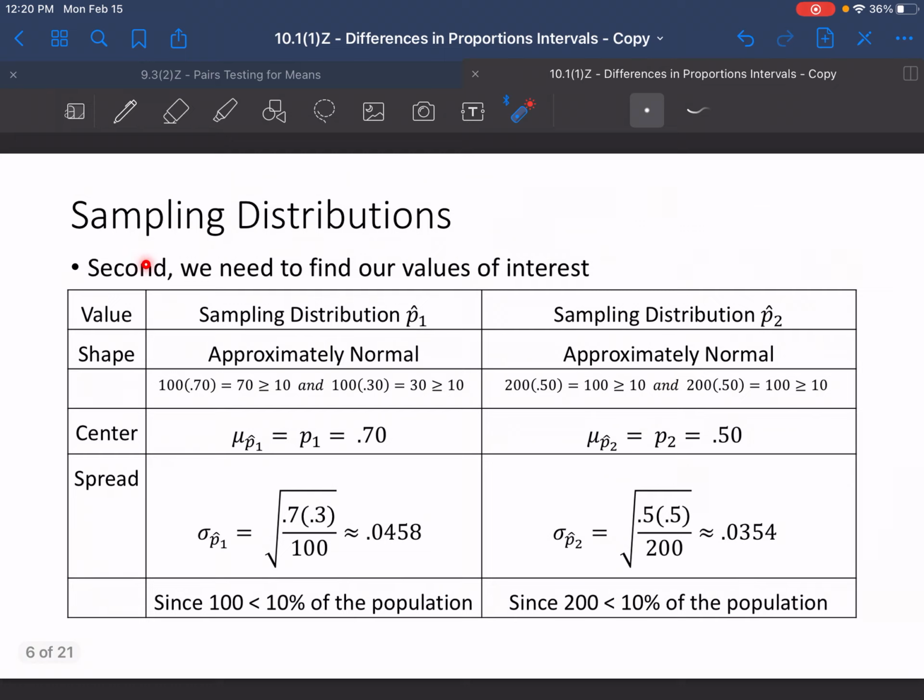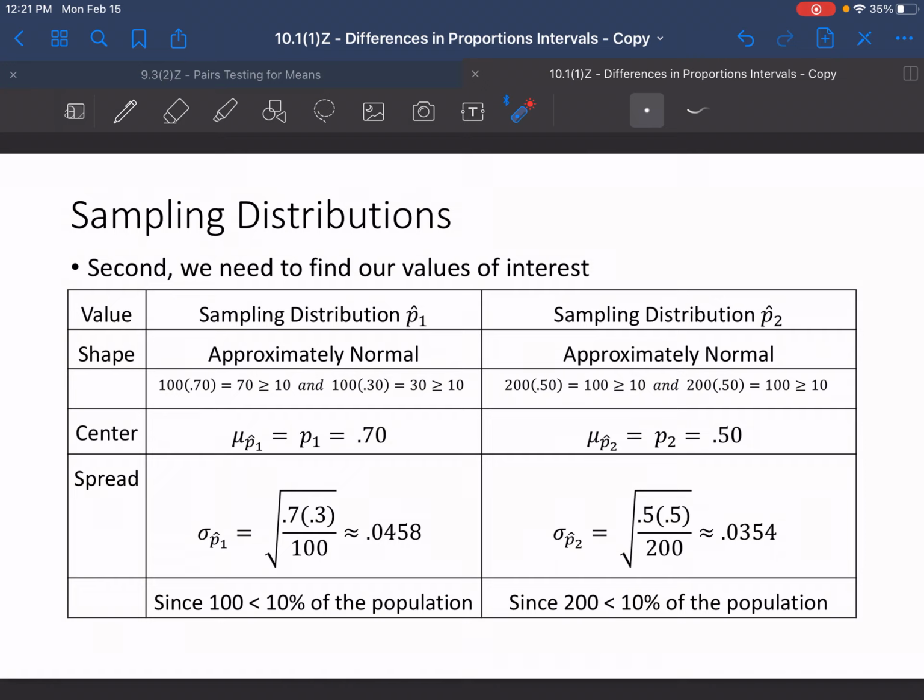The second thing we need to do is find our values of interest, or basically our shape, center, and spread. We know that based on this problem, the sampling distributions for proportion 1 and proportion 2 were both approximately normal. We can also confirm that through our large counts condition, by taking 100 times the proportion for success and 100 times the proportion for failure. We know that both of those numbers are going to be greater than or equal to 10. It's the exact same scenario for our second sample proportion as well. So our shape is going to be approximately normal in this case.